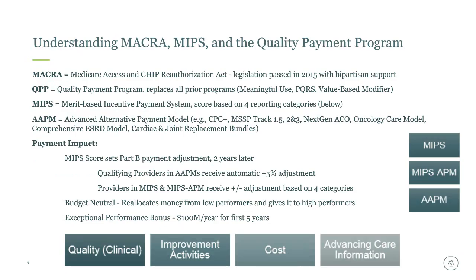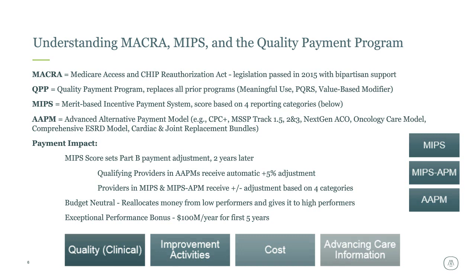So what is MACRA? The Medicare Access and CHIP Reauthorization Act. MACRA is a law. When you hear MACRA, they're talking about the law. It's legislation that passed in 2015, really updating the Affordable Care Act, has total bipartisan support. It created the Quality Payment Program, QPP. And for those of you who have been working in the quality space since the Affordable Care Act, you know that there's been kind of a myriad of different programs.